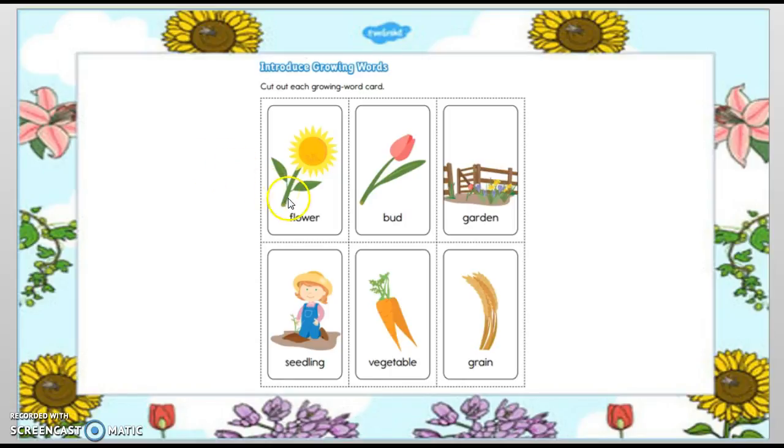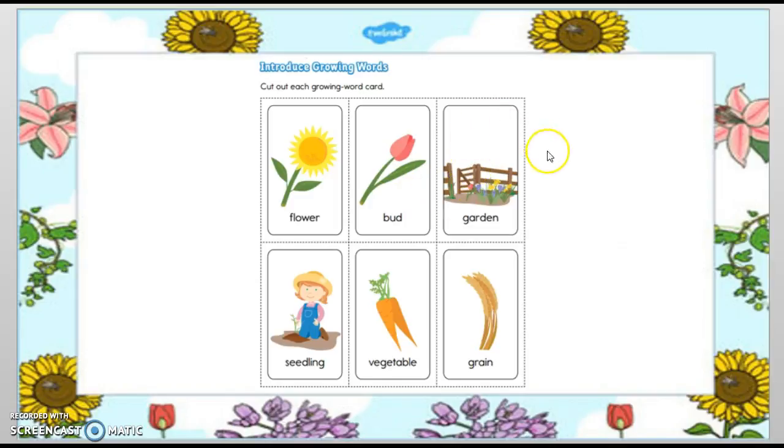The first picture here shows a flower. A flower is a blossom on a plant. This next picture shows a bud. And a bud is a small pointed lump on a plant that will grow into a flower or a leaf. So before it is a flower, it is a bud.